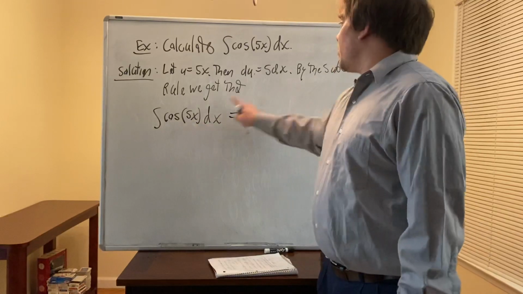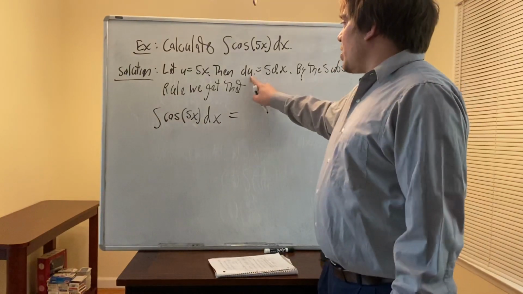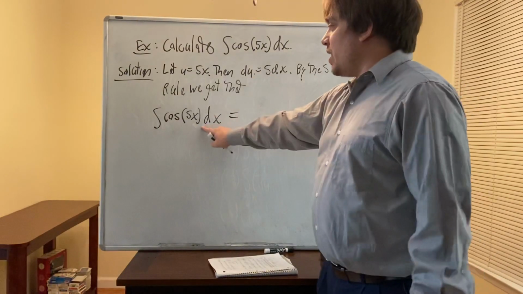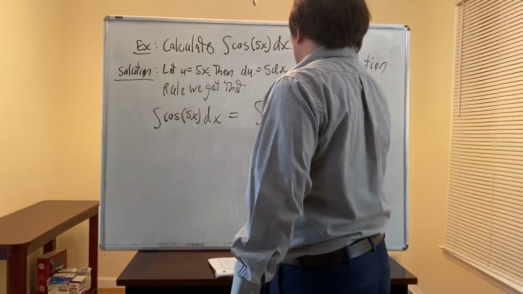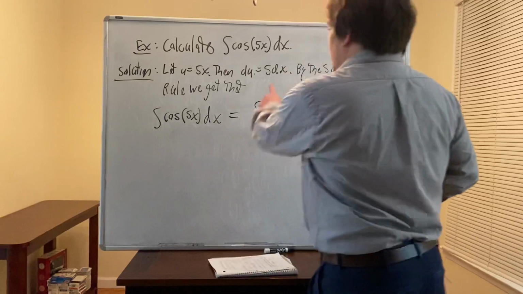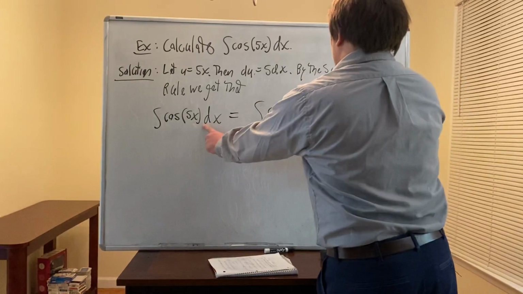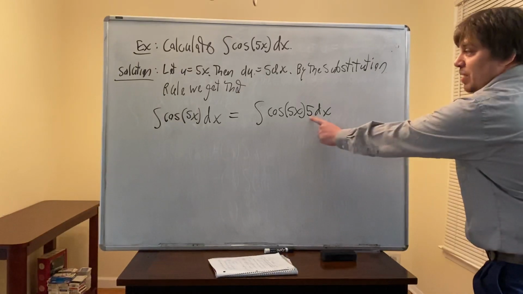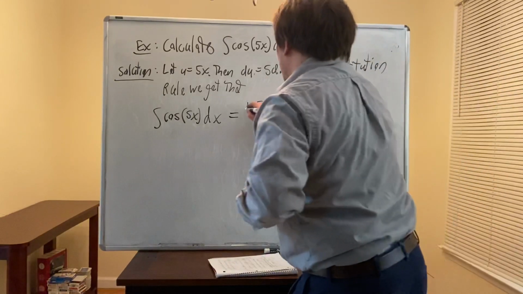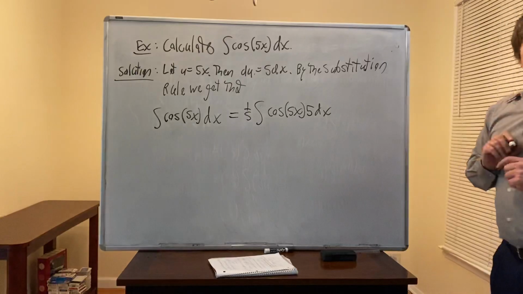I'm missing a 5 in front of the dx. In order to substitute to u, I need a 5 dx, and I don't have it. So let me put what I'm missing there. I'm going to leave space. This is the integral of cosine of 5x. And then I'm missing a 5, so let me put in what I'm missing. Now that's a 5, I have it. That means I'm multiplying by 5. I fix that by multiplying the outside by the reciprocal, which is 1/5.